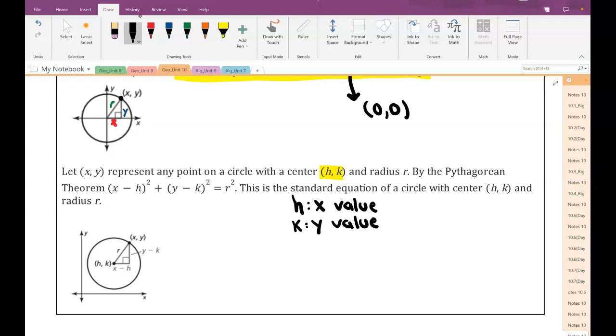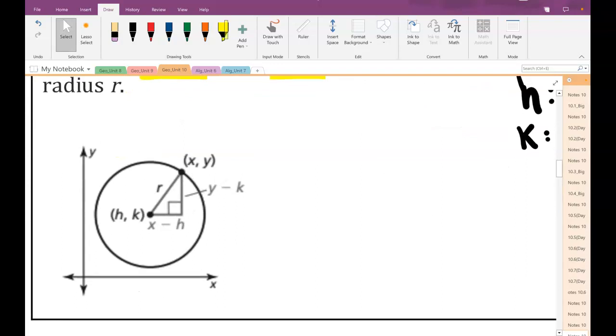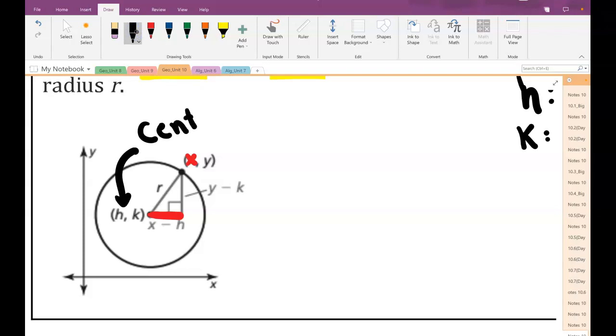And again, radius r. So now by the Pythagorean theorem, we have to have this x minus h and this y minus k, because our circle is offset now. We could see how our diagram changes. To get the distance from here to here, we take our initial x value minus how much we offset it by, so h. So again, this right here is our center of our circle, h, k.